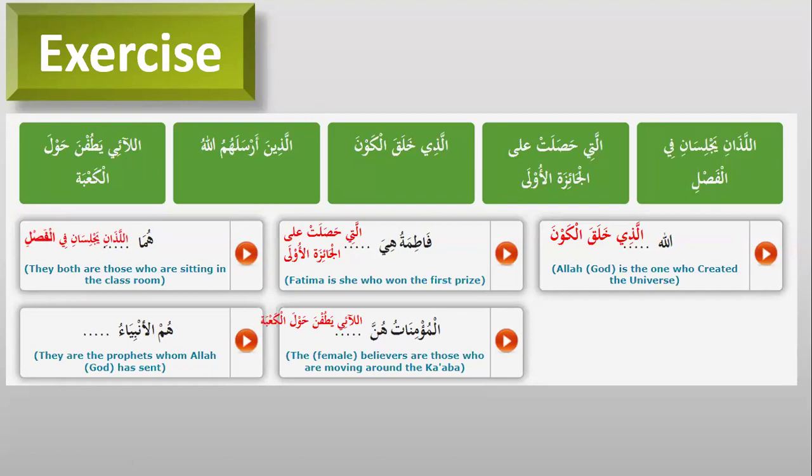Ma'am, how to know where to use Allati and Allahi? No, it is up to you. You can use any one of them. There is no condition for that. Humul Anbiya'ul Lazina. Alladhina. Very good. I hope it is clear.